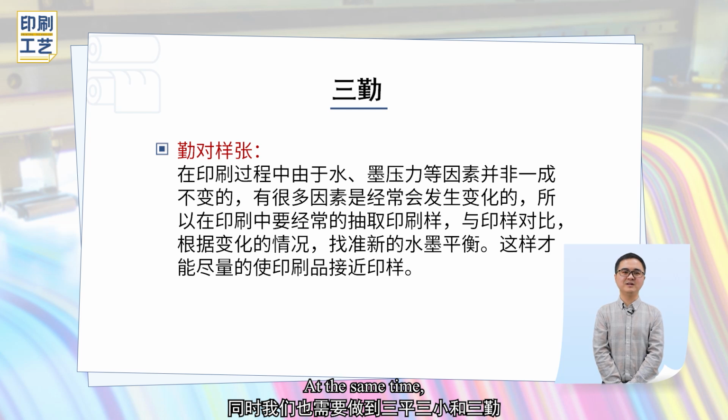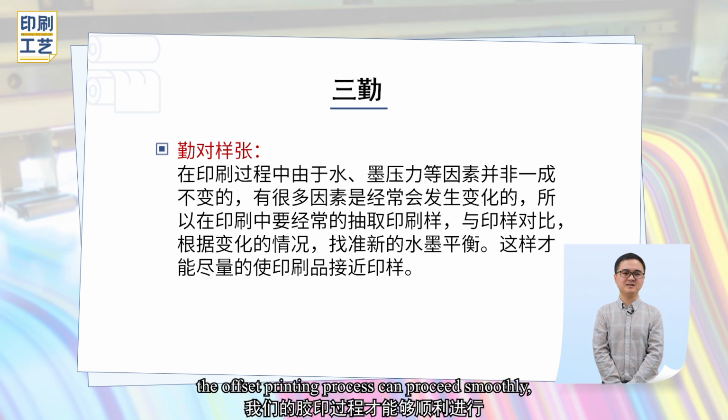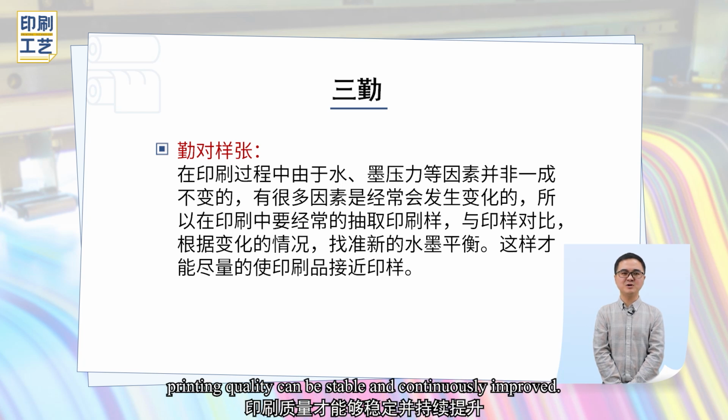At the same time, we also need to achieve 3 flat, 3 smalls and 3 diligence. Only so can the offset printing process proceed smoothly. Printing quality can be stable and continuously improved.